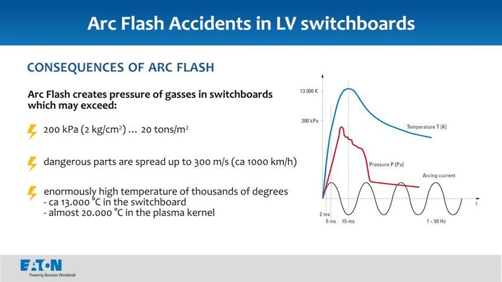An arc flash creates gas pressure in switchboards which may exceed 200 kilopascals, 2 kilograms per centimetre squared, or 20 tons per metre squared. Dangerous parts are spread up to 300 meters per second, approximately 1000 kilometers per hour, with an enormously high temperature of thousands of degrees. The temperature inside the affected switchboard can be up to 13,000 degrees centigrade.